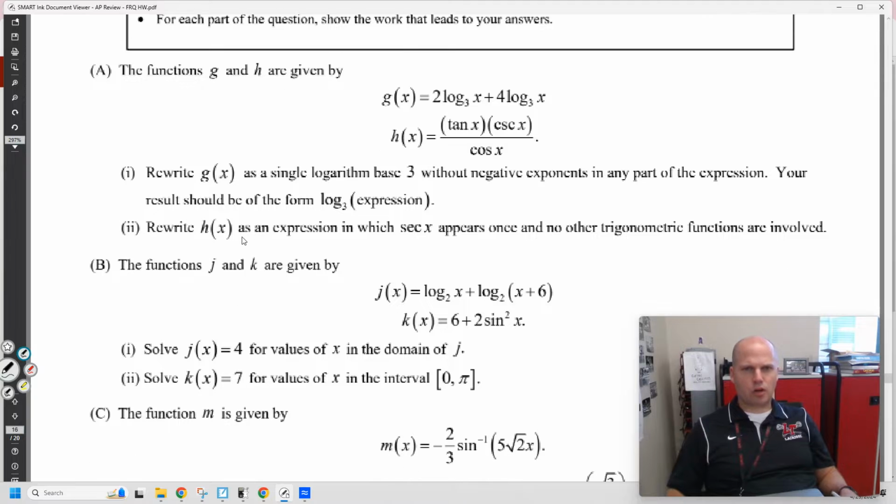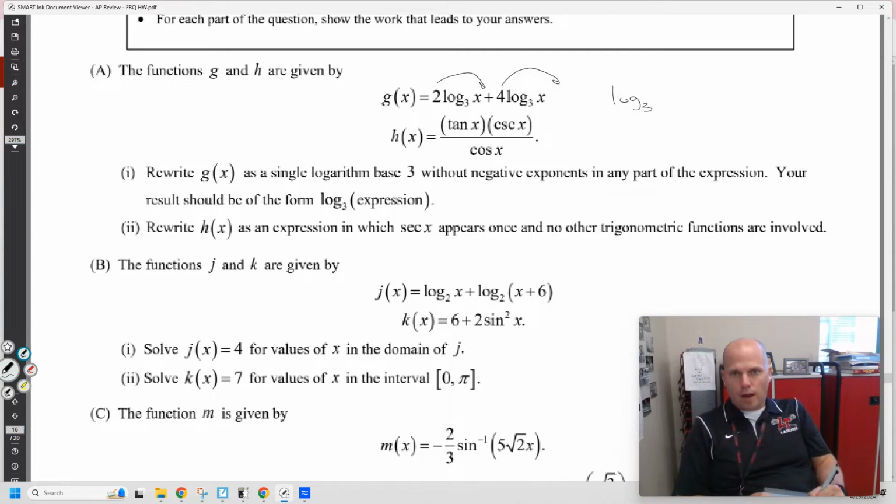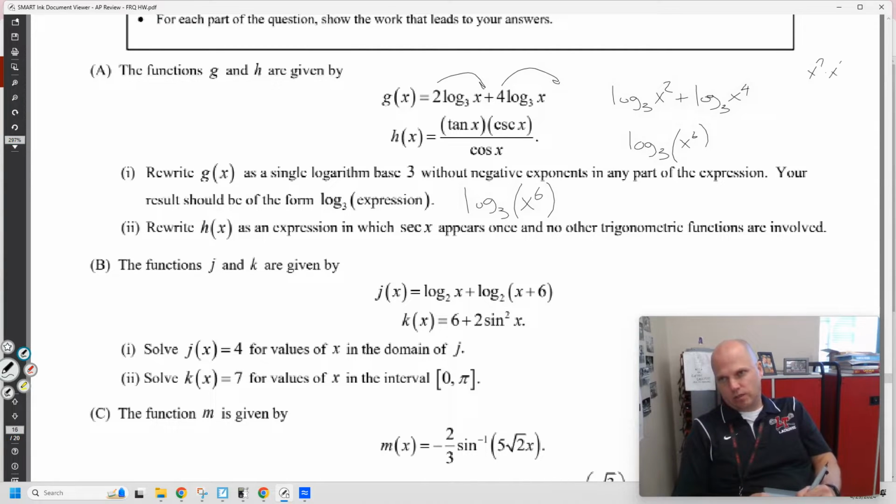Rewrite g as a single logarithm base 3 without negative exponents in any part of the expression. Your result should be of the form log base 3 of an expression. Okay, so we need to use log properties. Some properties: products become powers of powers, just like exponent rules, and then sums become products. So log base 3 of x to the 6. I know x squared times x to the 4th is x to the 6th, not x to the 8th.